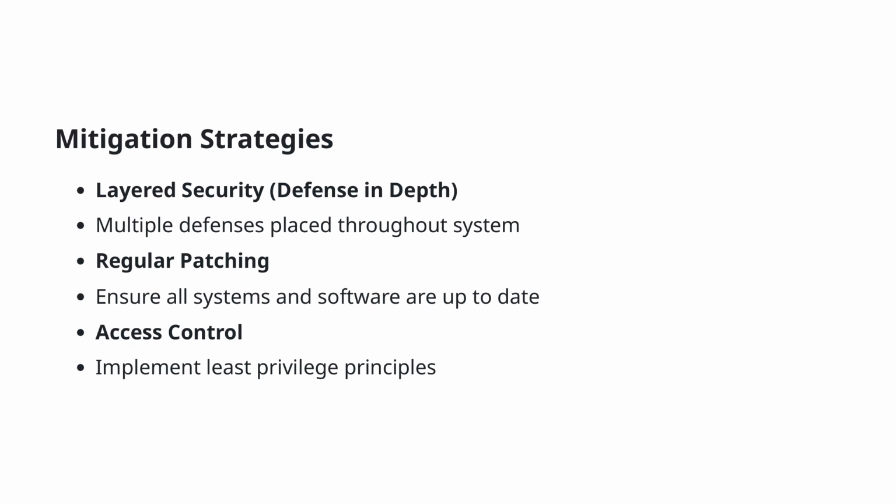Lastly, access control. Implement the principle of least privilege, which means granting users only the access they need to perform their job functions. This minimizes potential damage from compromised accounts or insider threats. These mitigation strategies form a robust foundation for protecting your network and maintaining its integrity.